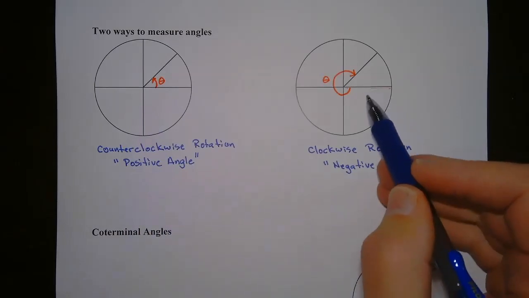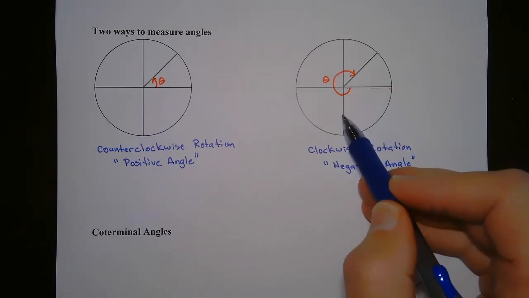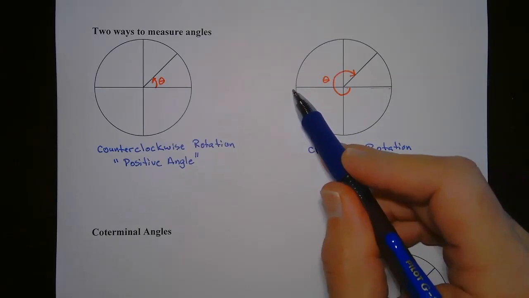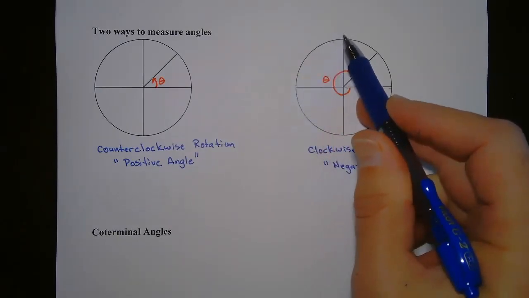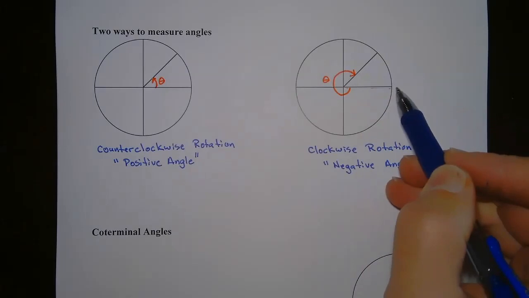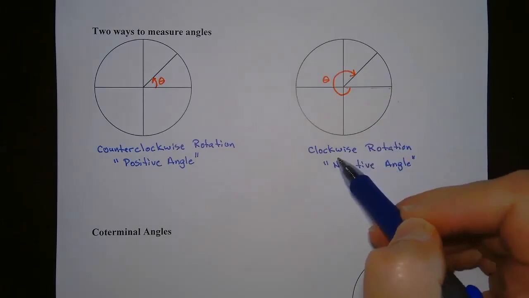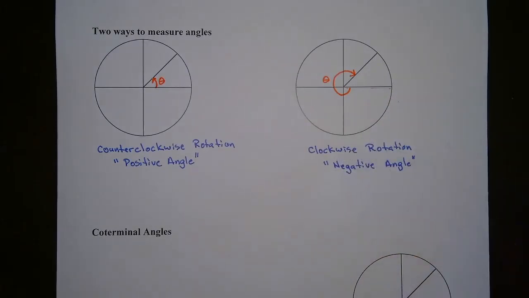So over here, if we rotate this way, this would be negative 90 degrees, negative 180 degrees, negative 270 degrees, negative 360 degrees, and we could keep going around more than 360 degrees. So in trigonometry, we can have positive angles and negative angles, and we can have angles of any size. You could have an angle that's 5,360 degrees.